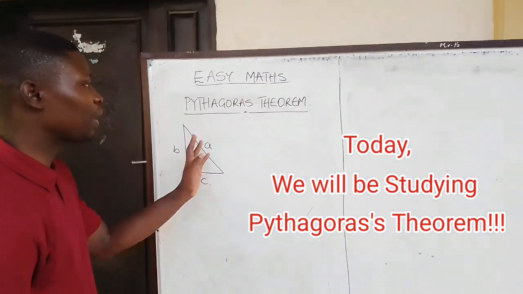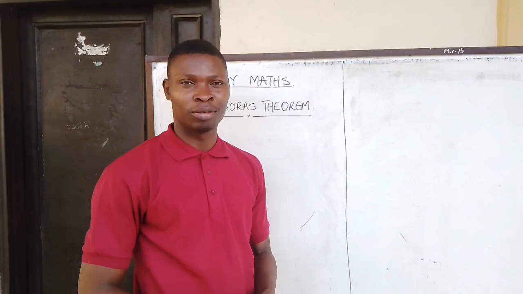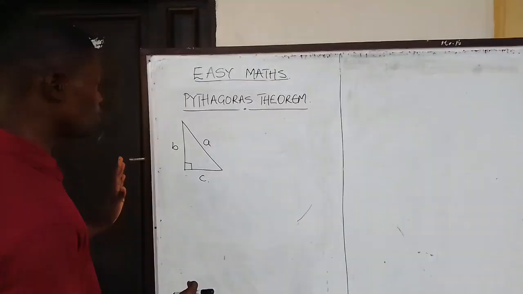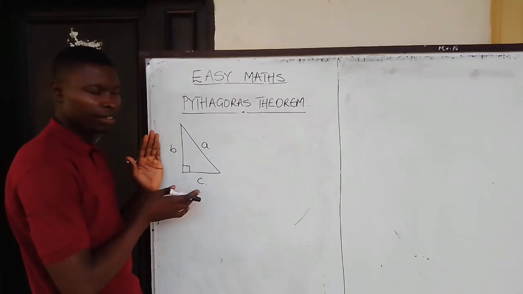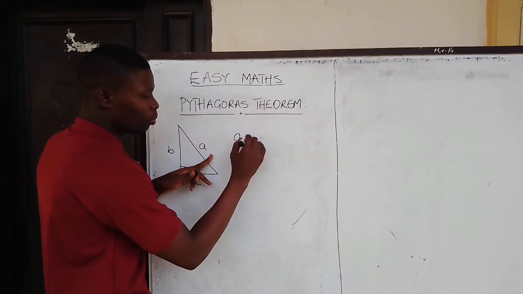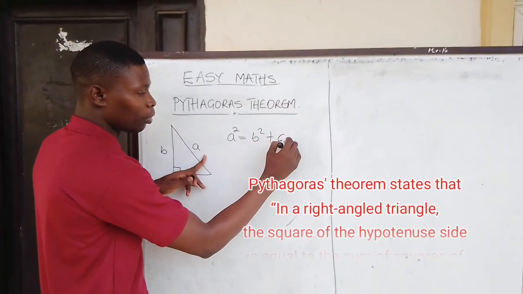Today we'll be looking at Pythagoras Theorem, one of my best topics when I was in senior secondary school. Today we'll be looking at what it's all about. Pythagoras Theorem says that when you have this, your A squared will be equal to B squared plus C squared.